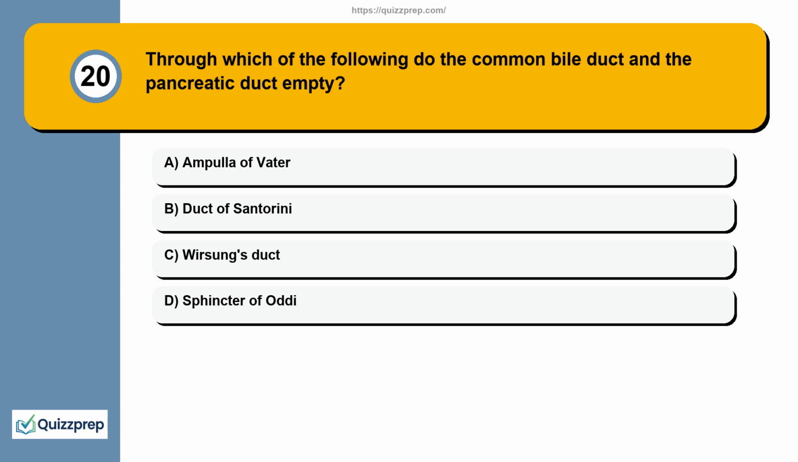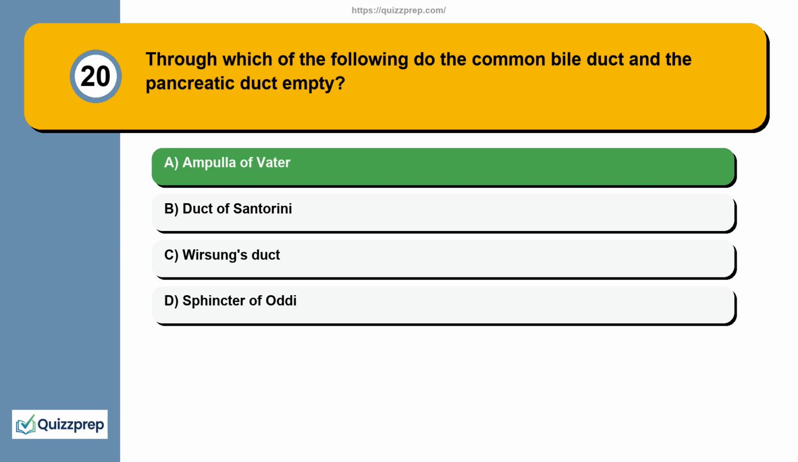Option D, sphincter of Oddi. The correct answer is option A, ampulla of Vater.